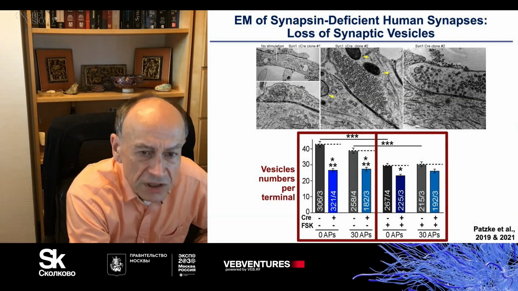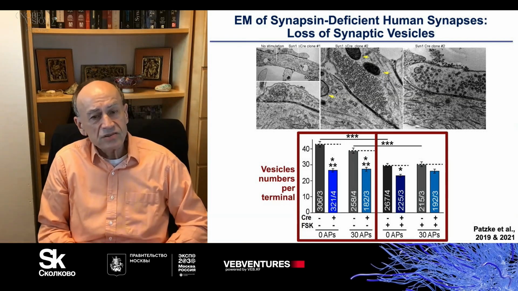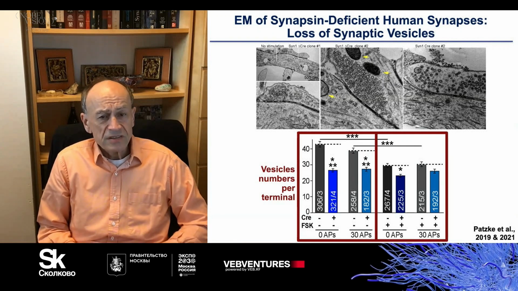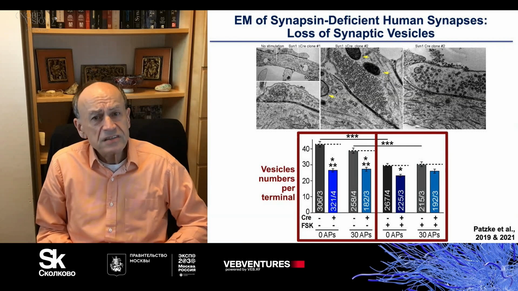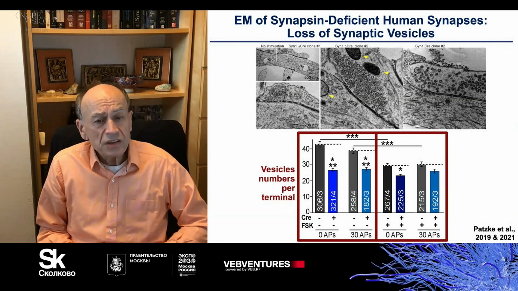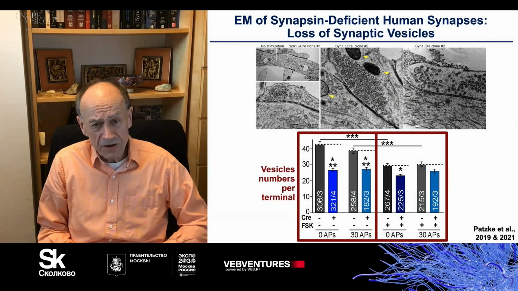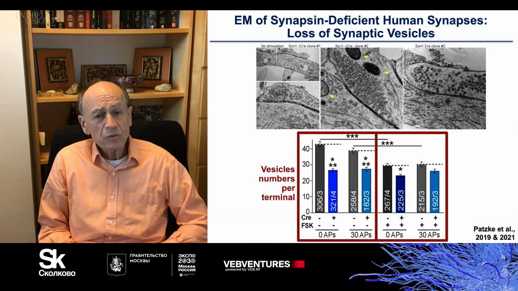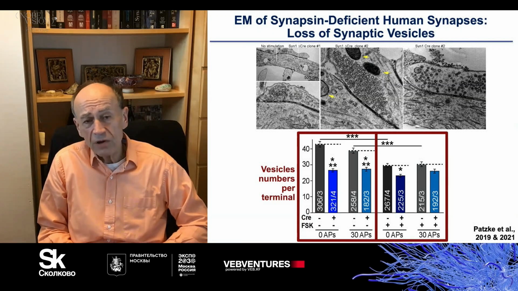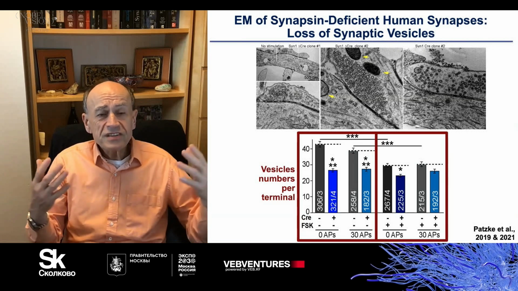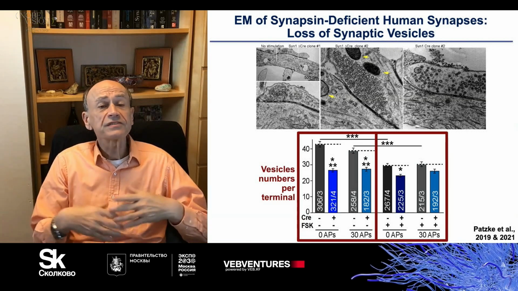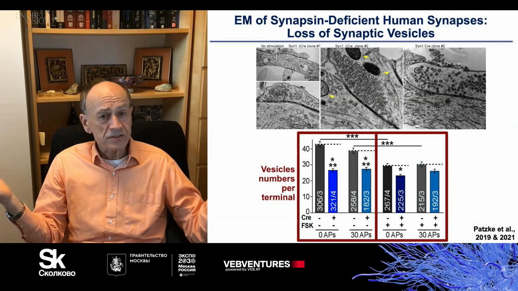When you add forskolin, as shown here in the right panels, forskolin alone decreases the vesicles. It basically makes the vesicles disappear. And then the addition of synapsin 1 deletion has a very small effect, consistent with the fact that the synapsin 1 deletion occludes the effect of forskolin. So what happens here is that the synapsin 1 deletion or forskolin makes vesicles go away from terminals.